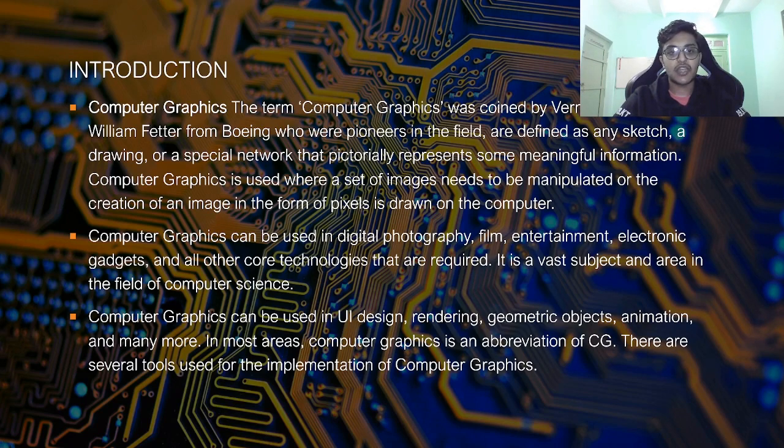Computer graphics can also be used in digital photography, film, entertainment, electronic gadgets, and all other core technologies that are required. It is a vast area in the field of computer science. Computer graphics can also be used in UI design, rendering geometric objects, animation, and many more. There are several tools used for the implementation of computer graphics. Moving on to the next slide.